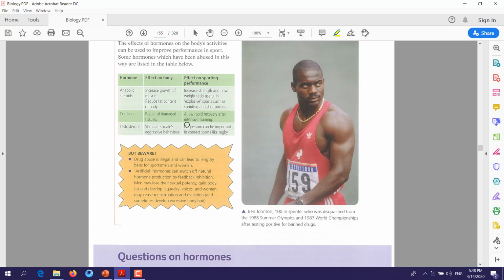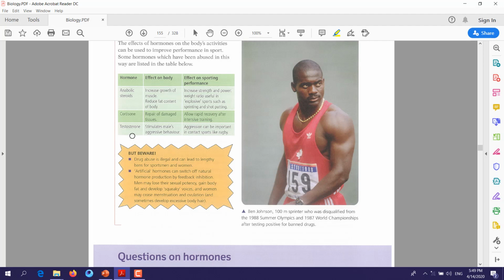Okay, another example of a hormone, it's cortisol. The function of cortisol is the repair of damaged tissue. So when you exercise, some of your tissue will be damaged. So what will you do to repair these tissues fast? You will use cortisone. So it allows rapid recovery after intensive training.